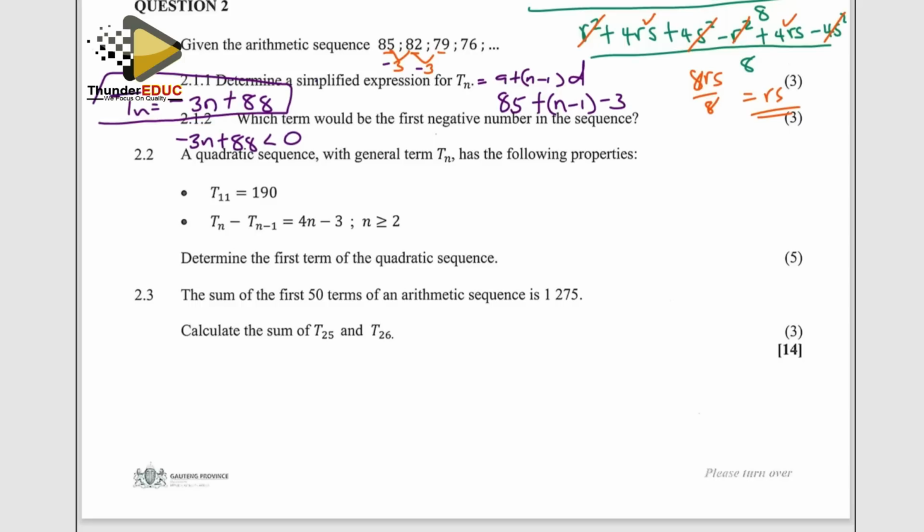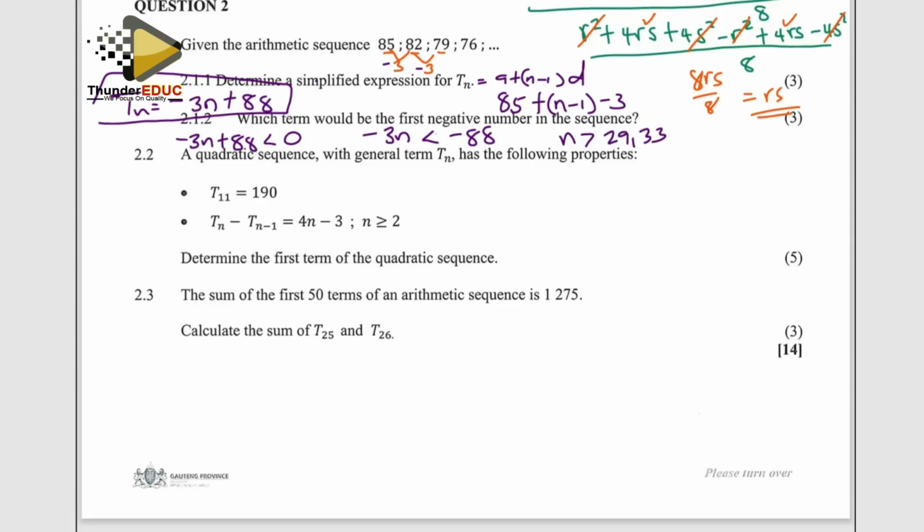For a negative number, the term must be less than 0. Then I solve for n. So I'll move the 88 to that side. So negative 3n is less than negative 88. I'll divide both sides by negative 3. Since I'm dividing by a negative, the sign must change, which means n has to be greater than 29.33.